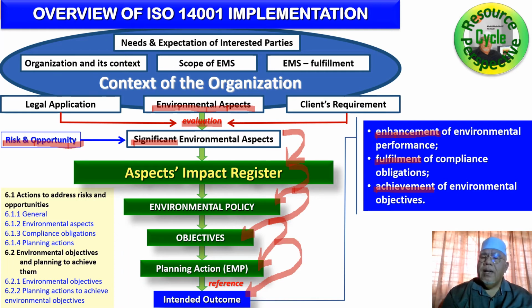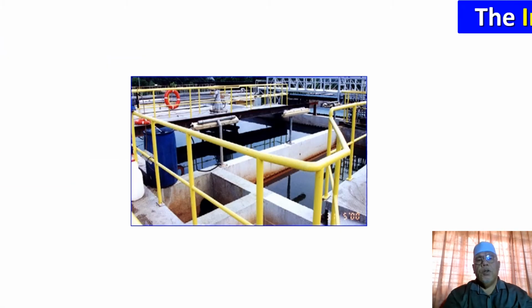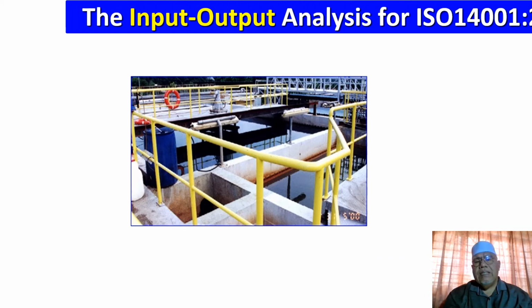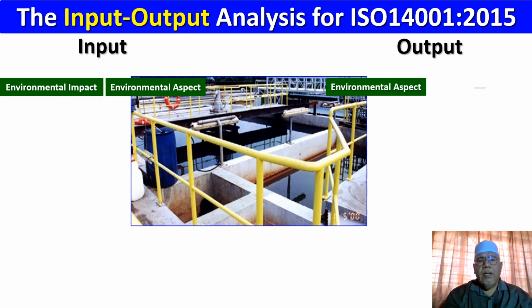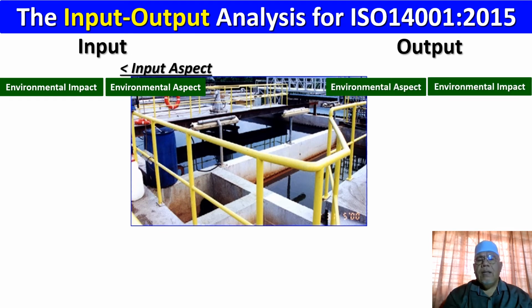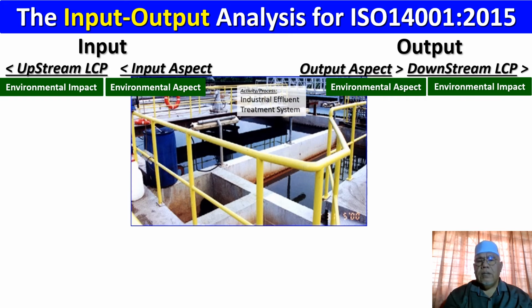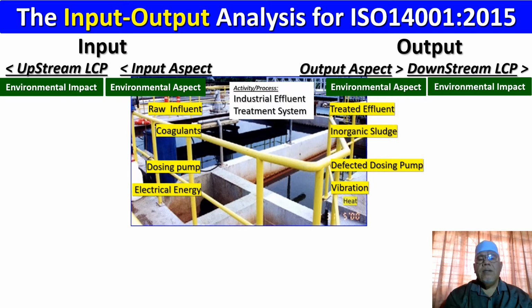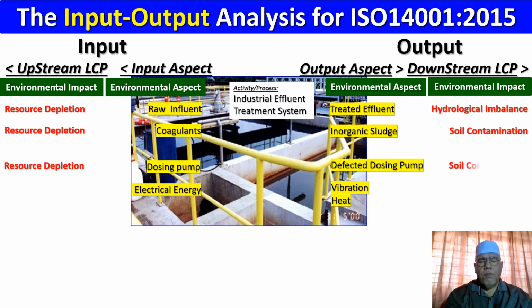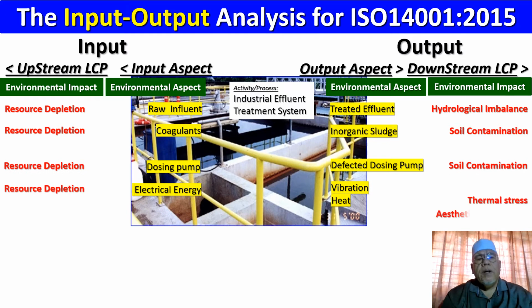Okay, so let us now go into looking at the input-output analysis. For this particular example, I have before you the industrial effluent treatment system. It is quite common in this country. So we'll take a look at what the input-output environmental aspects are. Now, environmental aspects, as you know, interact with the environment. So let me explain maybe one or two examples from here.